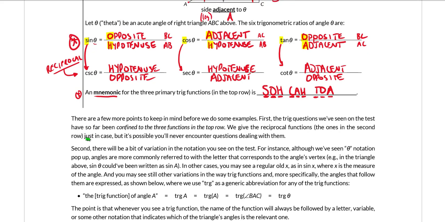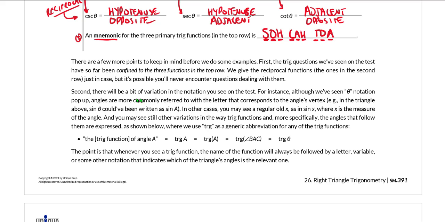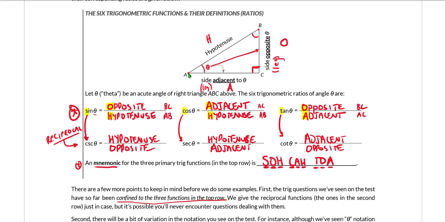Anyway, couple more points to keep in mind. We've already talked about the fact that the trig questions we have seen so far have not included any of the reciprocal functions. Doesn't mean that you will never see the reciprocal functions, just that as of now we have not seen them showing up. In terms of notation, you do need to understand that there are many, many ways to refer to a trig function and the angle that we are referencing. You could say something like the cosine of angle A. So in our triangle up here, the cosine of angle A would be the cosine of this angle, which would mean, again, the adjacent side over the hypotenuse, the cosine of angle A.